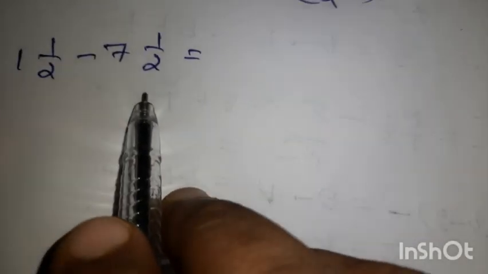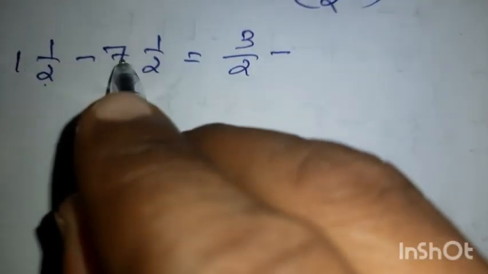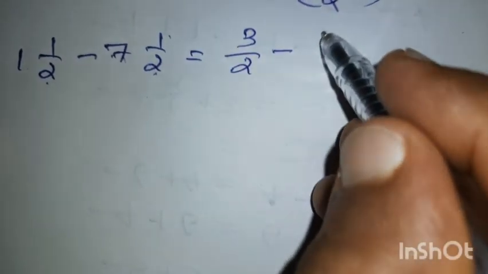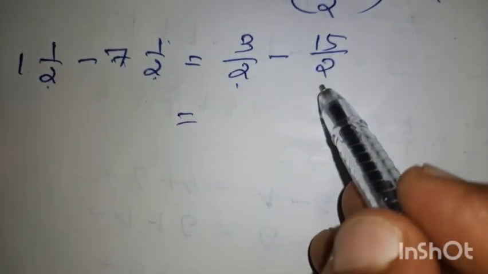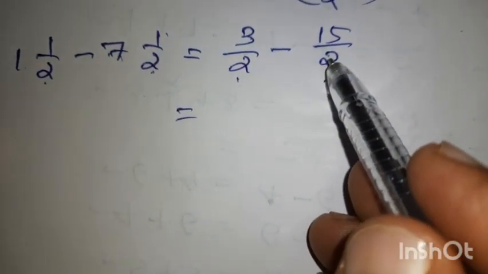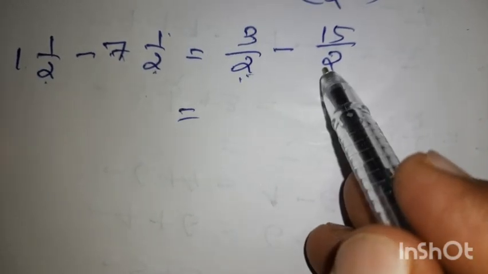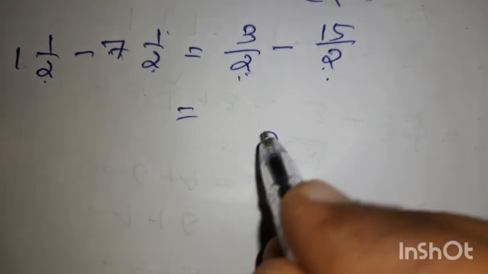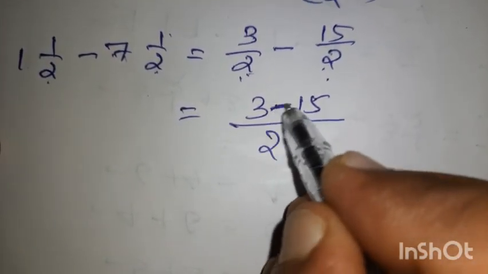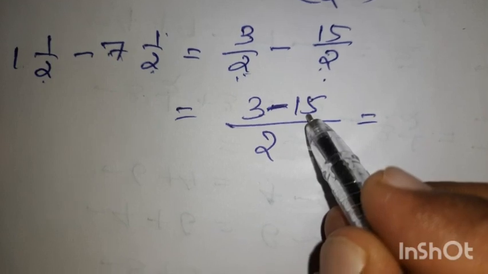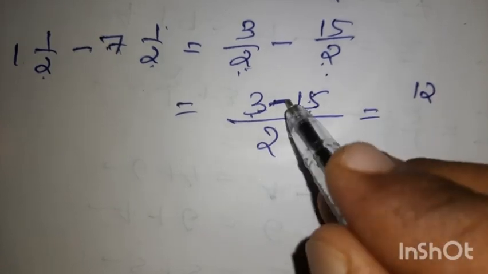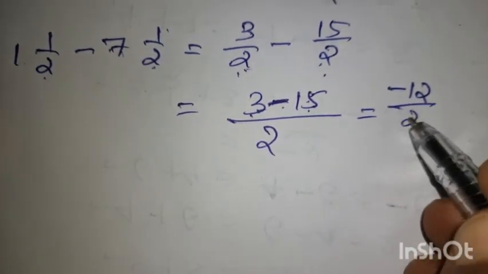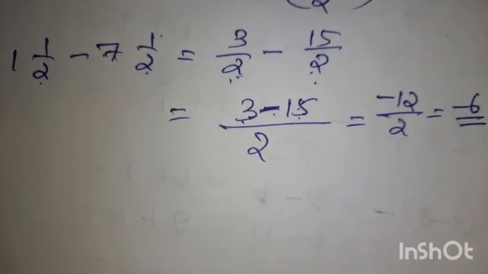1 by 2 minus 7 1 by 2. So make it into normal fractions. 1 into 2 is 2, 2 plus 1 is 3, 3 by 2, minus 7 into 2 is 14, 14 plus 1 is 15, 15 by 2. So 3 by 2 minus 15 by 2. Here the denominator is common, so you can subtract the numerators. So 3 minus 15, how will you calculate? From higher number to lower number you have to subtract. So 15 minus 3 is 12. Keep the sign of the bigger one, by 2. So the answer is minus 6.